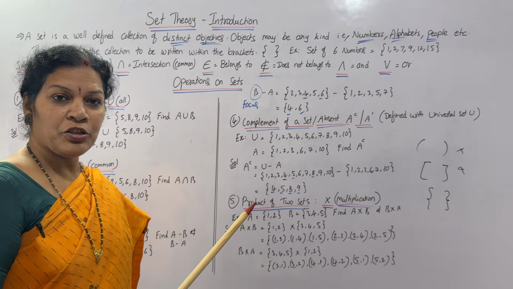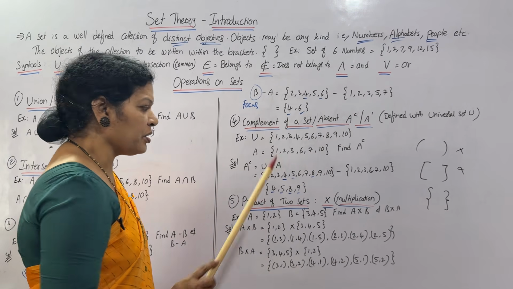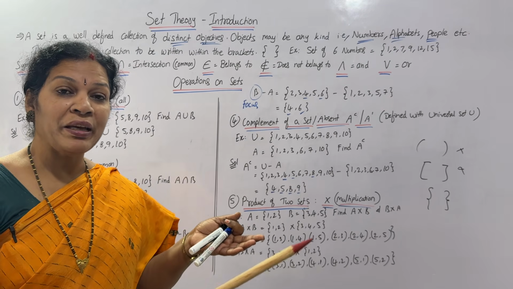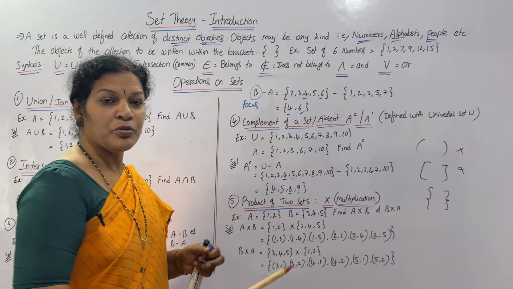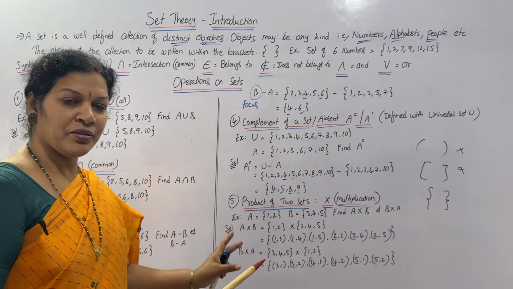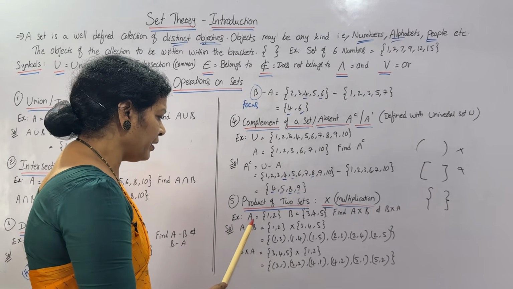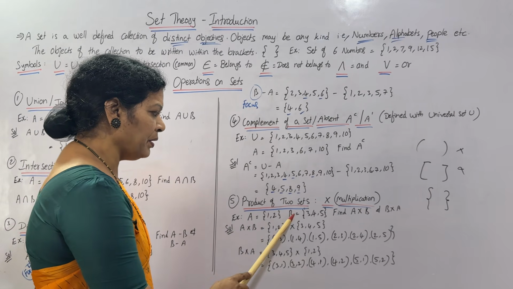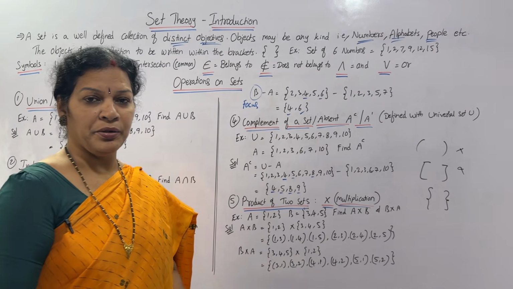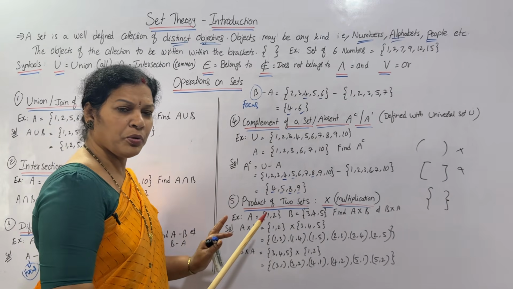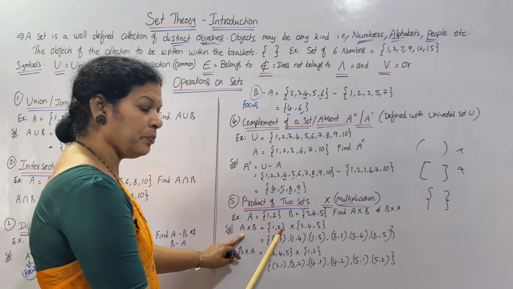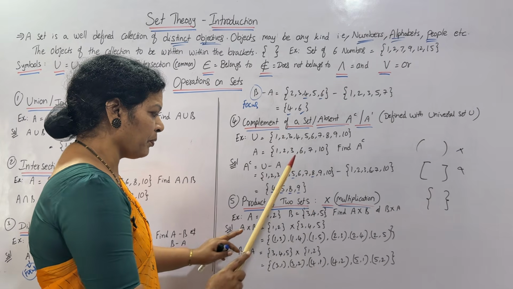Next, the last operation is product of two sets. Product of two sets means nothing but multiplication, cross multiplication. How do we do it? Focus on this example. A elements are given: 1, 2. B elements are 3, 4, 5. Find A into B and B into A. First, let's focus on A into B. First we write A elements 1, 2 into B elements 3, 4, 5.